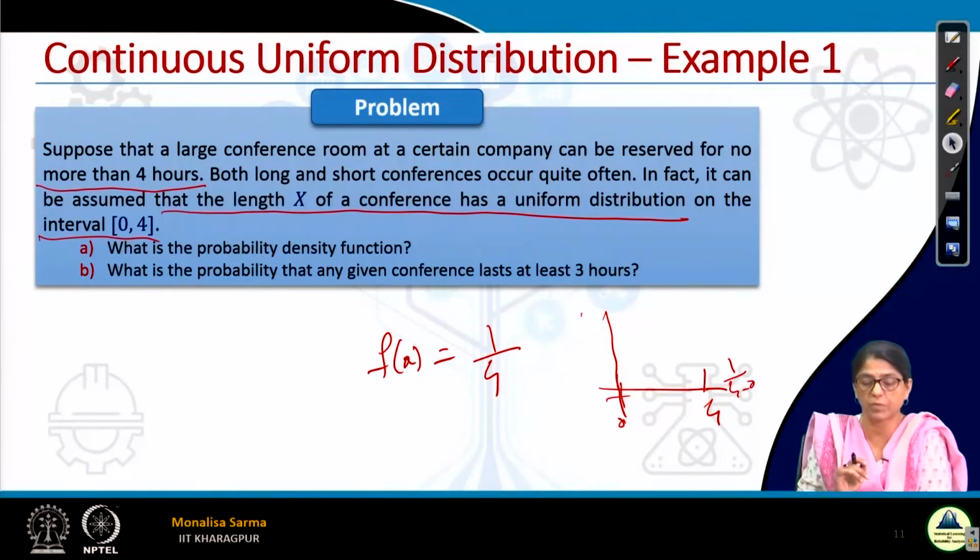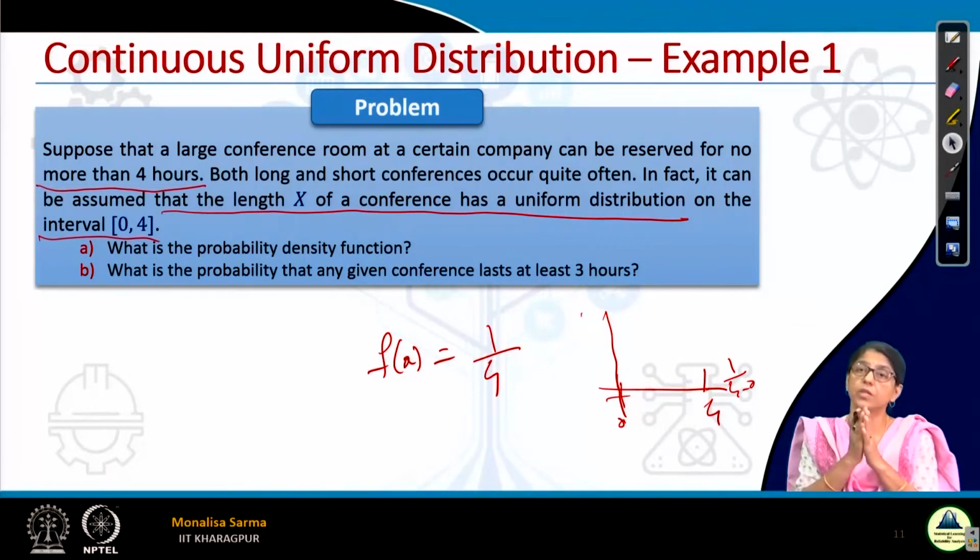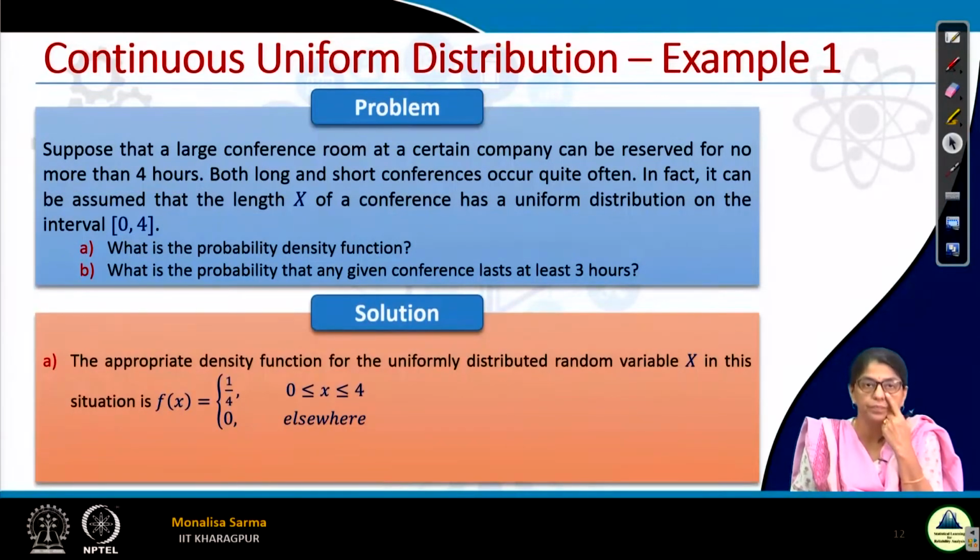So, first question: what is the probability density function? It is 1 by 4 from which range? From 0 to 4, and in all other areas it is 0. That is how we define the density function. See here, the density function is 1 by 4 for x ranging from 0 to 4, and 0 elsewhere.